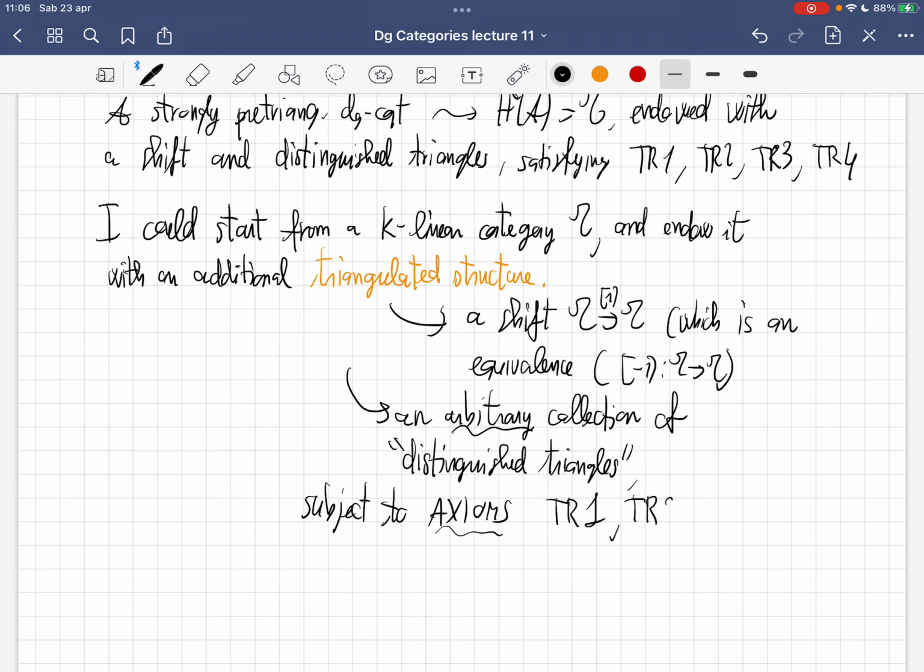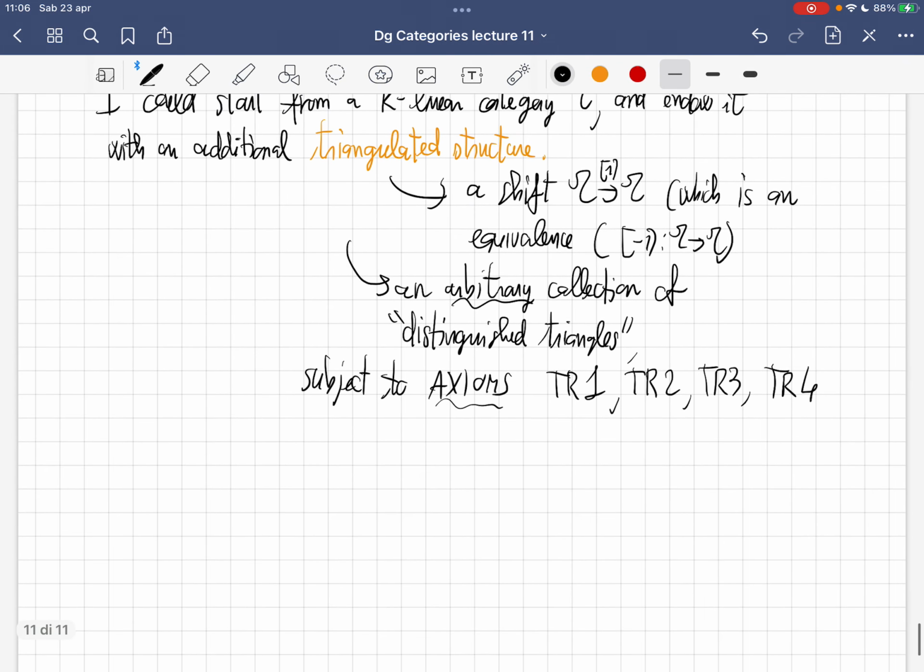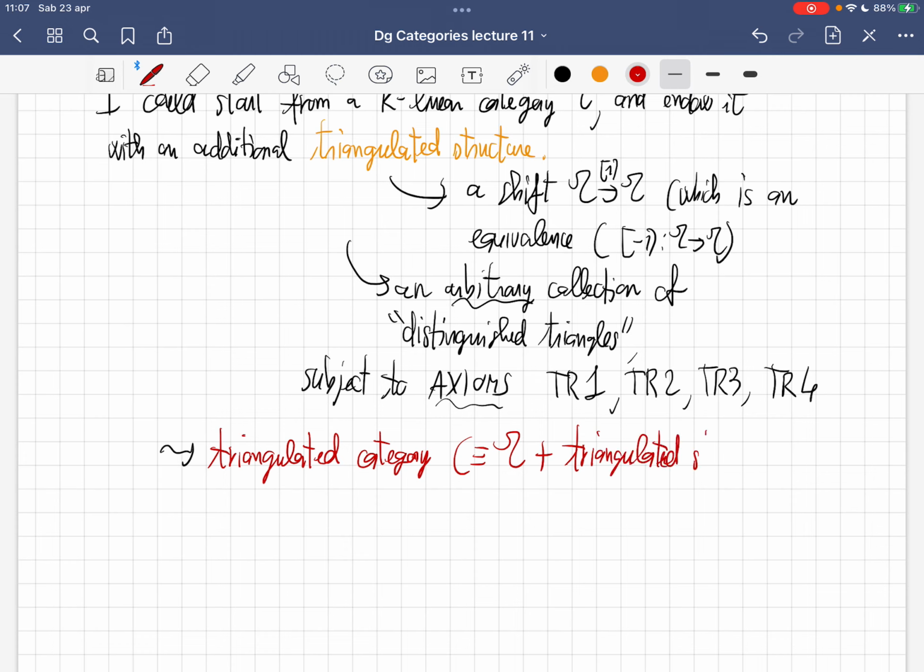Now, the properties I proved in the case of pretriangulated DG categories, when looking at the homotopy category, are now given axiomatically. Again, this TR4, we didn't deal with it, but we have to include it in the definition. And that is what you call a triangulated category. So a triangulated category is actually T plus a triangulated structure. I have to specify a structure.